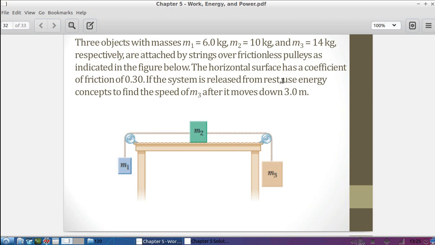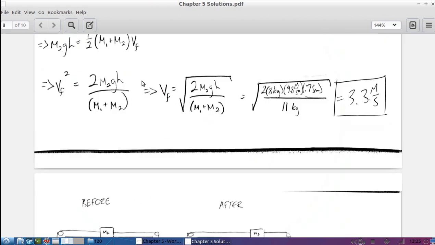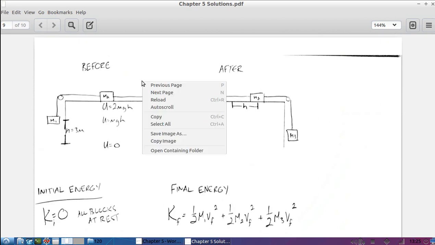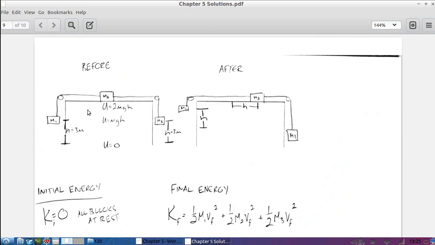So I'm going to set this up. I'm going to look at the initial energy of the system, the final energy of the system, and this time I'm going to account for the work done by friction. Alright, so here are my diagrams here.